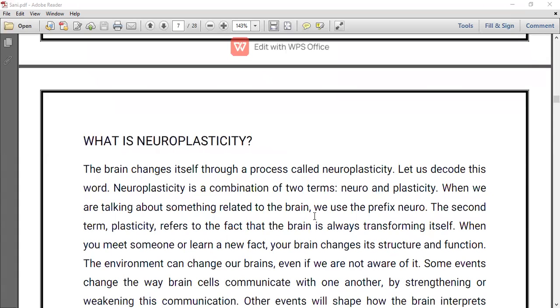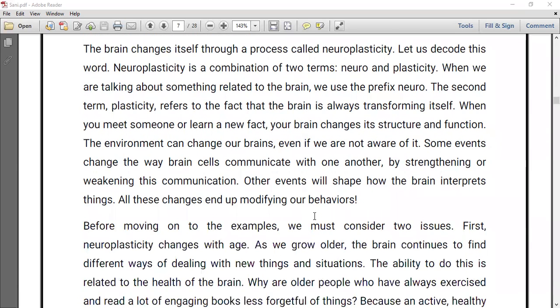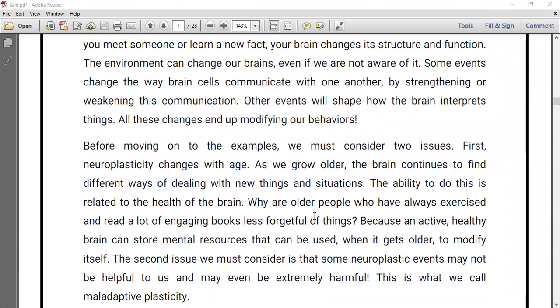When we are talking about something related to the brain, we use the prefix neuro. And the second term, plasticity, refers to the fact that the brain is always transforming itself. When you meet someone or learn a new fact, your brain changes its structure and function. The environment can change our brains even if we are not aware of it. Before moving on to the examples, we must consider two issues. First, neuroplasticity changes with age. As we grow older, the brain continues to find different ways of dealing with things and situations. The ability to do this is related to the health of the brain.